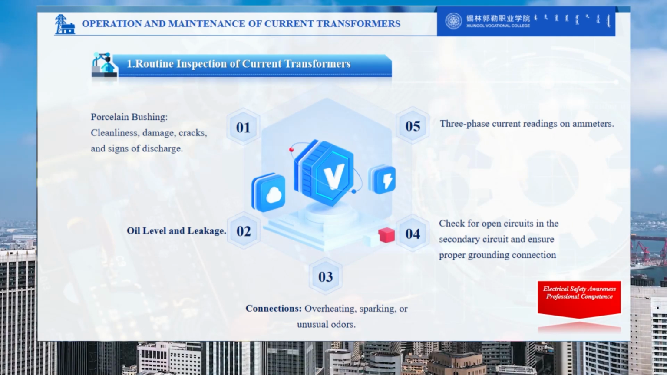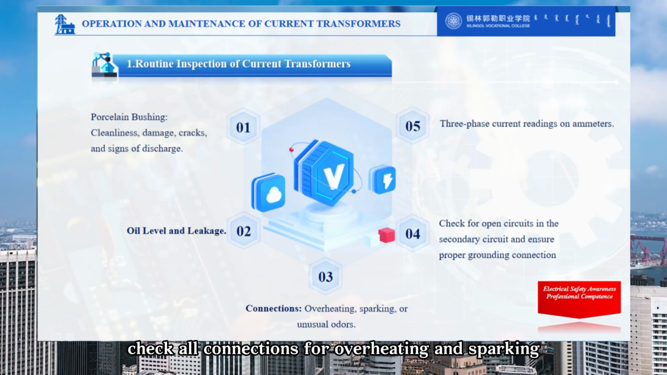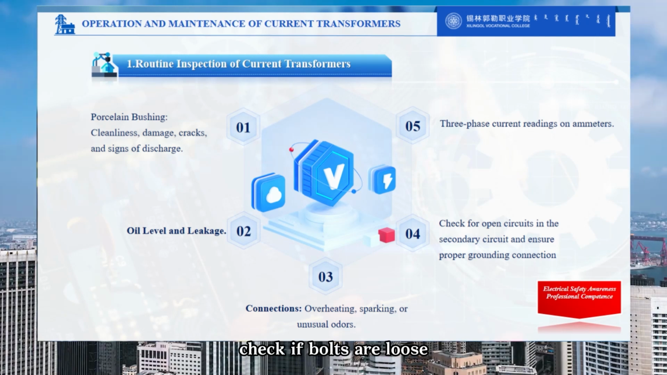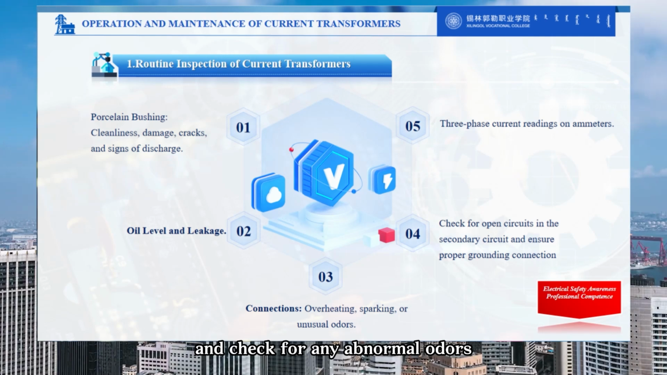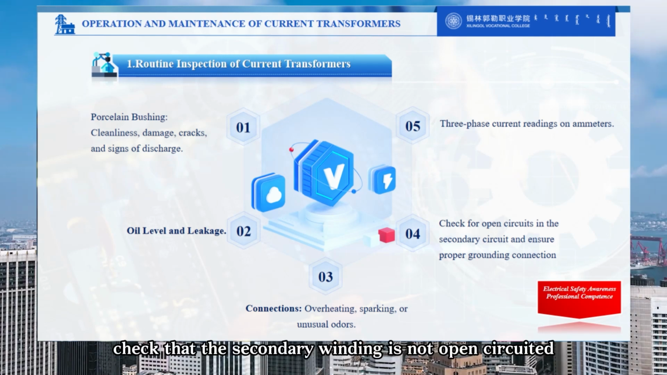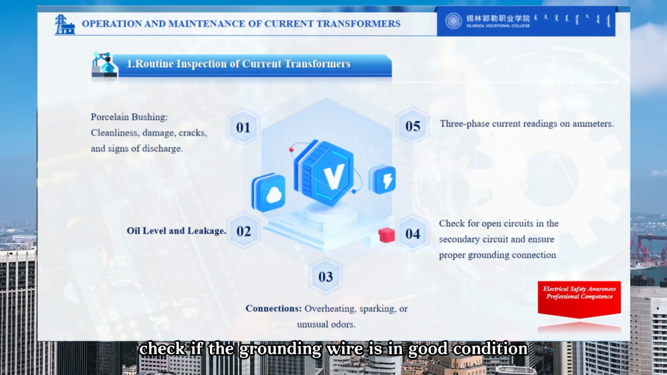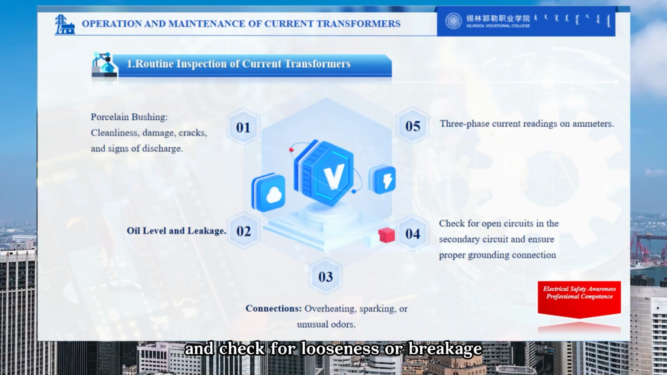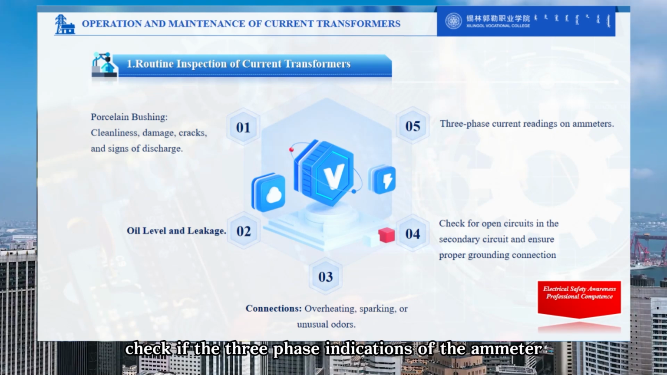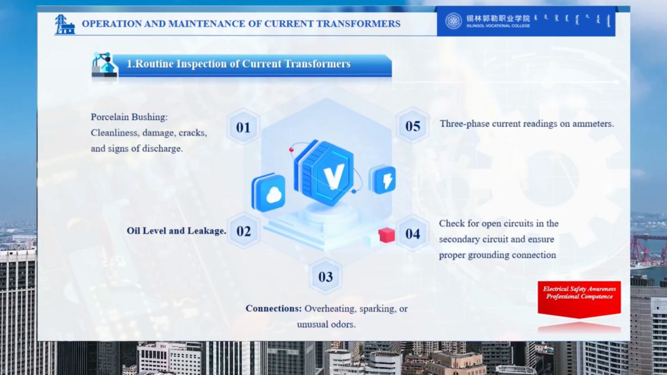leakage. Third, check all connections for overheating and sparking. Check if bolts are loose, and check for any abnormal odors. Fourth, check that the secondary winding is not open-circuited. Check if the grounding wire is in good condition, and check for looseness or breakage. Fifth, check if the three-phase indications of the ammeter are within the allowable range.